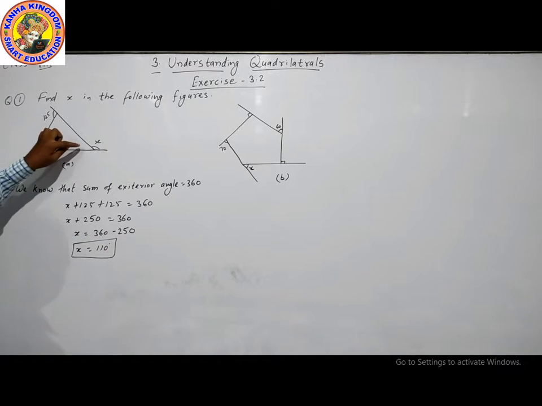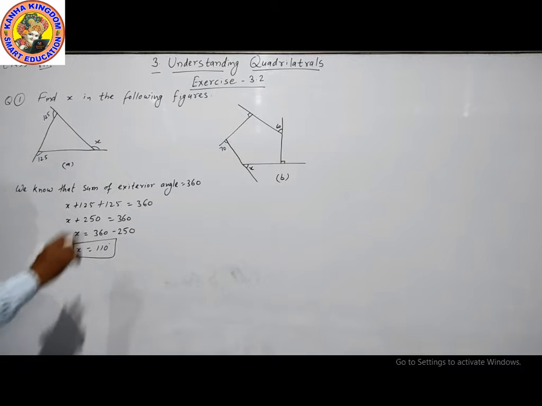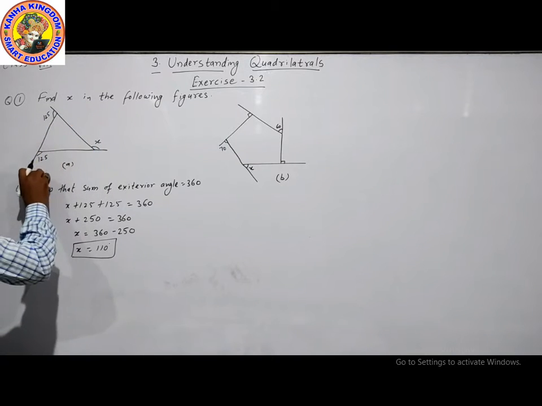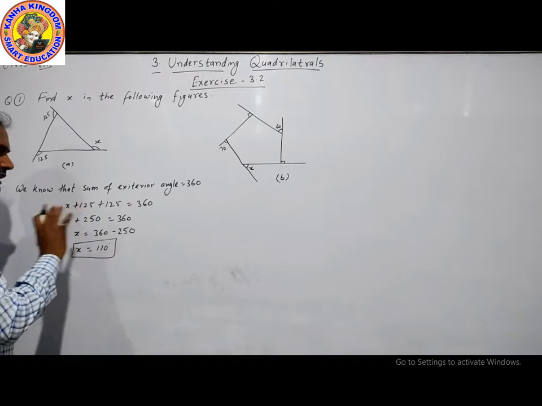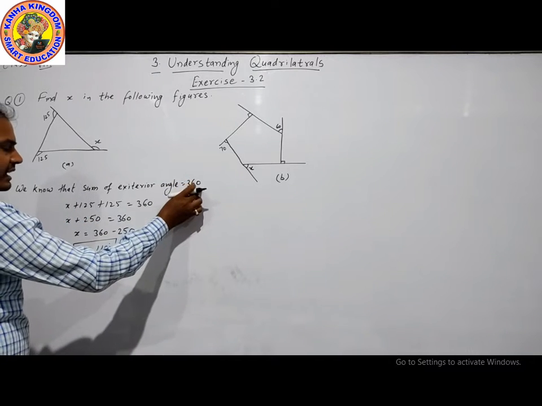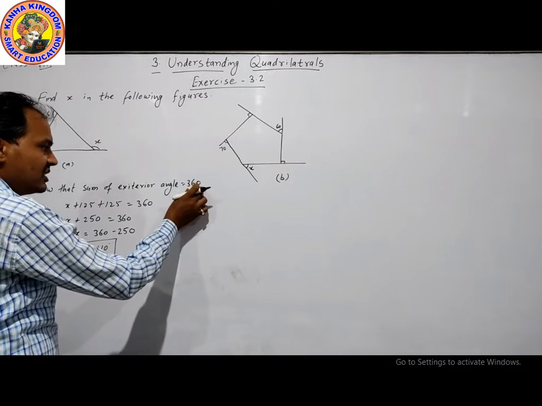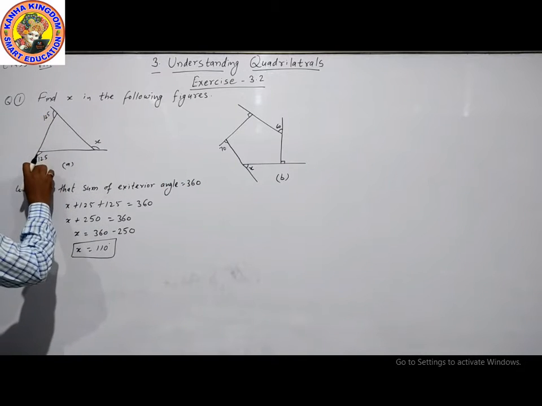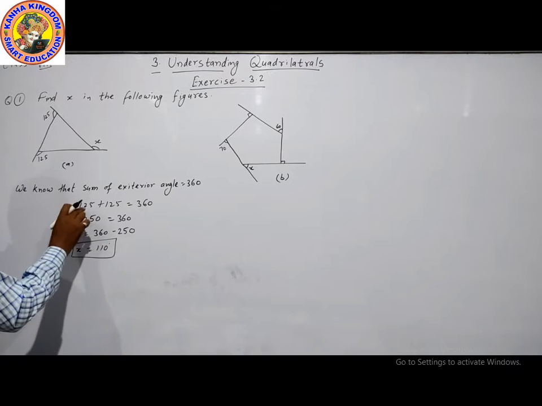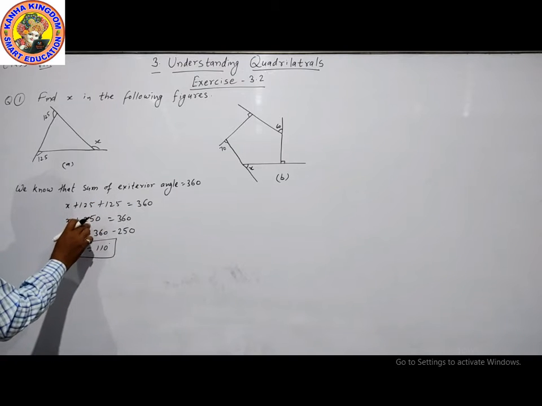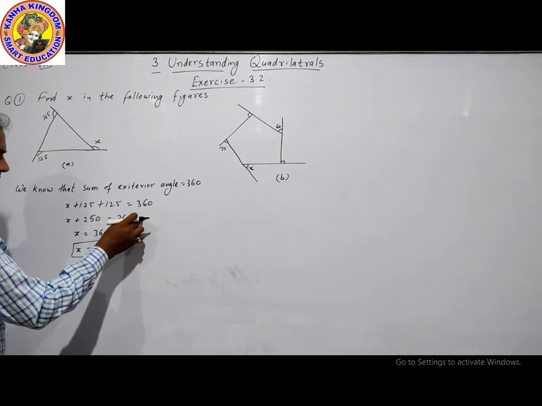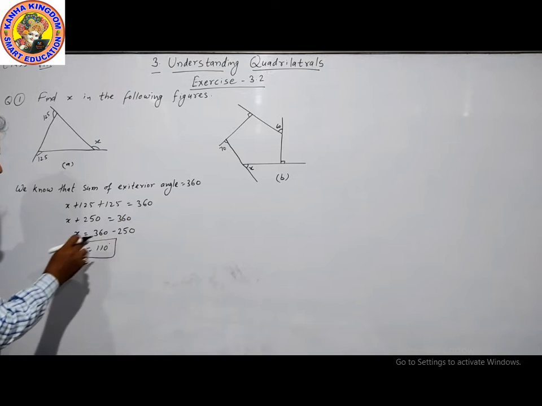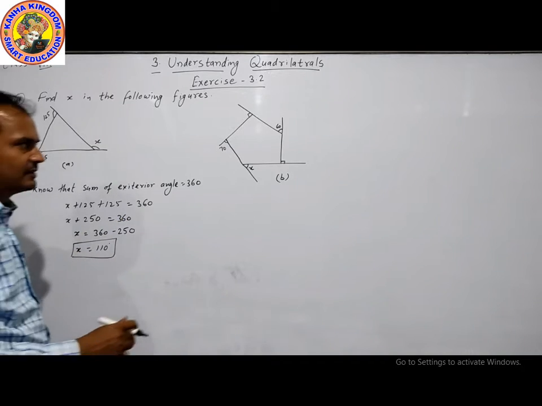This is a triangle. X, 125, 125, the outside angles, are called exterior angles. The sum of exterior angles is 360 degrees in any polygon. The exterior angle sum is fixed at 360 degrees. So x plus 125 plus 125 is equal to 360 degrees. 125 plus 125 is 250. When we transpose, this will be negative. So x is equal to 110.